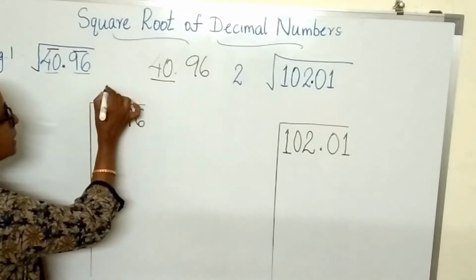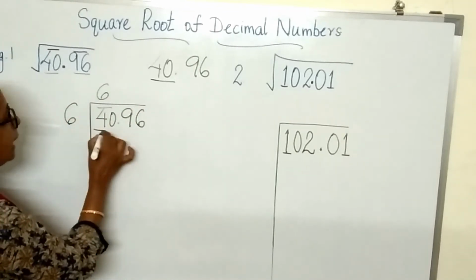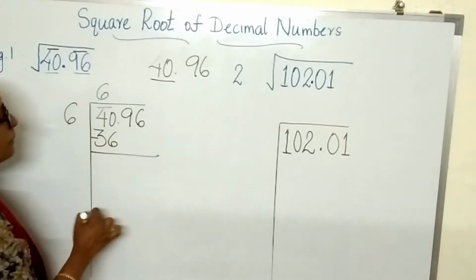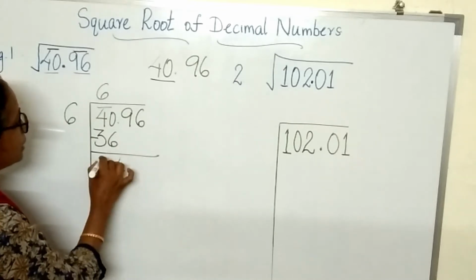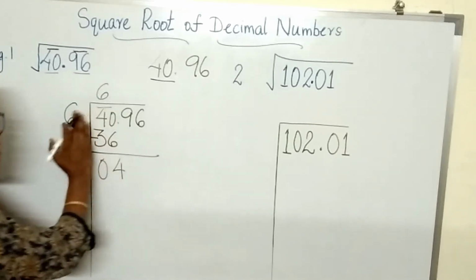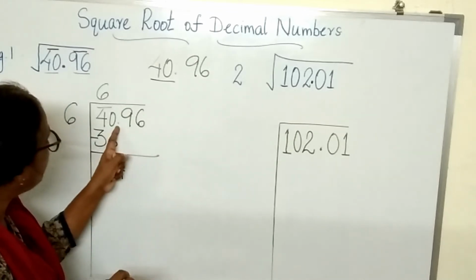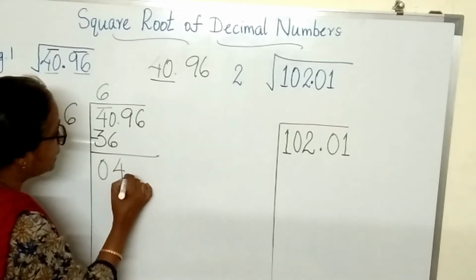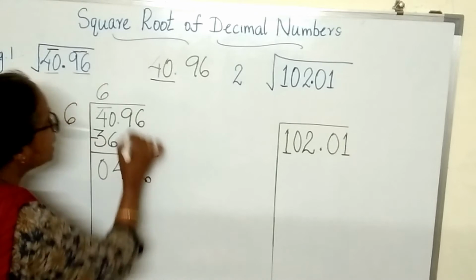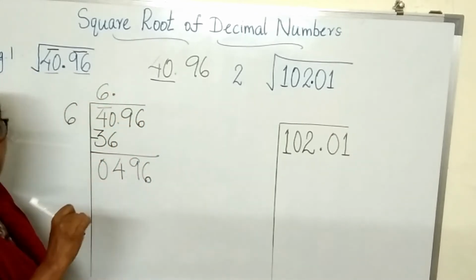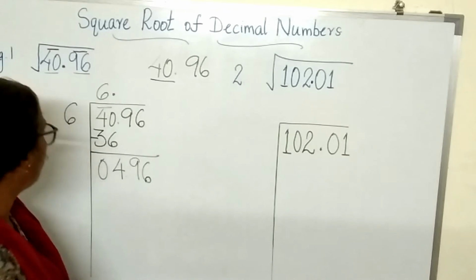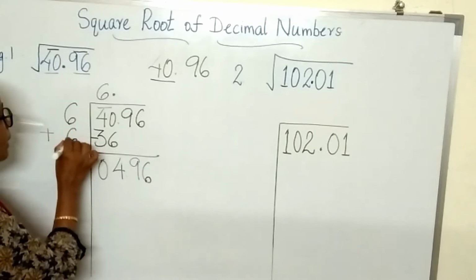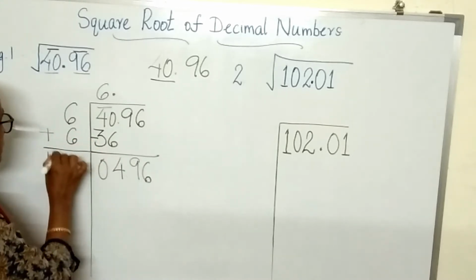So 6 6s are 36. Now as usual, what do we do? Subtract. What do we get? 4 and 0. Now you see, this integer part is over now. Now we have to bring the decimal point and 96 down. So when you bring the decimal point and 96, you also need to put a decimal point here. That is the only difference here. Now whichever number you wrote here, the same number you have to add. So what will you get? 12.